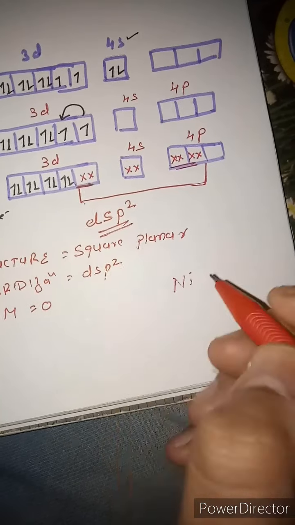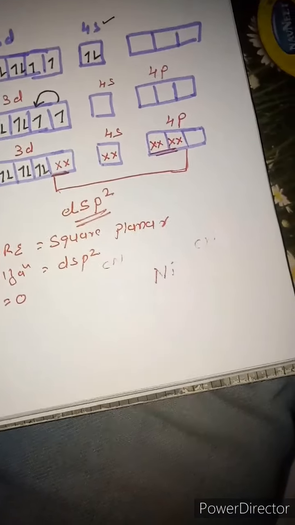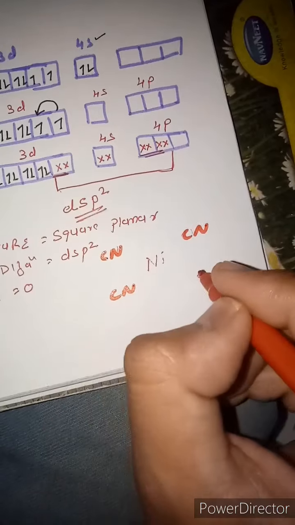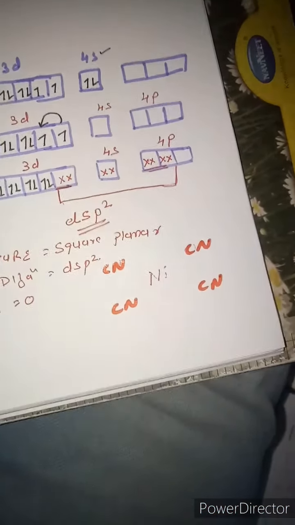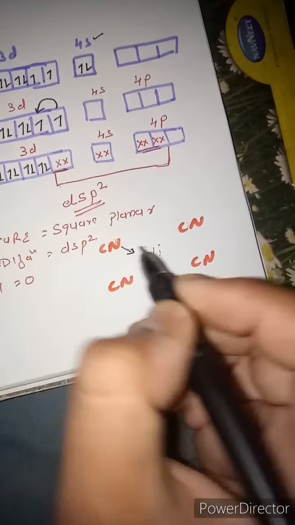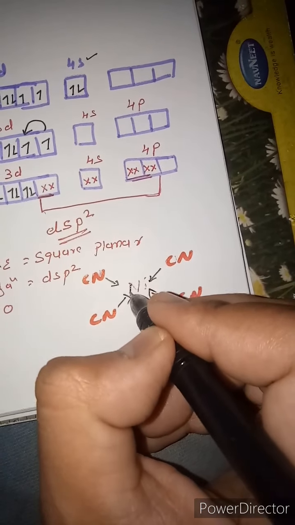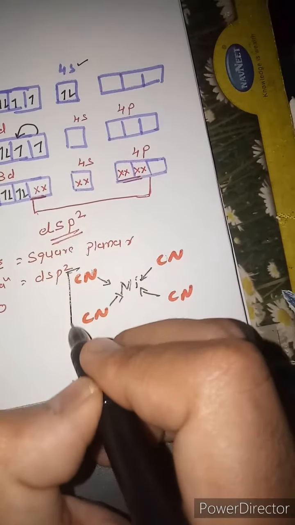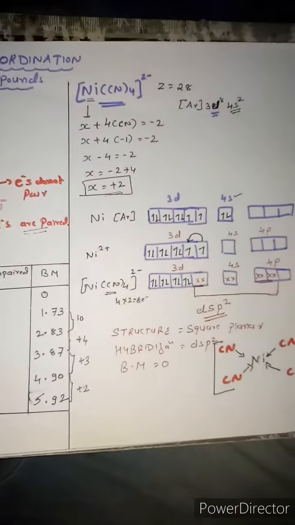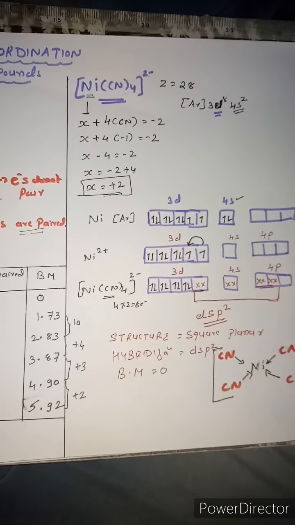Ni is the central metal atom, so here would be CN, CN, CN, CN and CN. Make sure that you are keeping the arrow towards the nickel atom. That means the CN has donated its electrons towards the Ni and will be written as 2 minus. So this is how you can find the coordination compounds. Now let's move towards the next one.